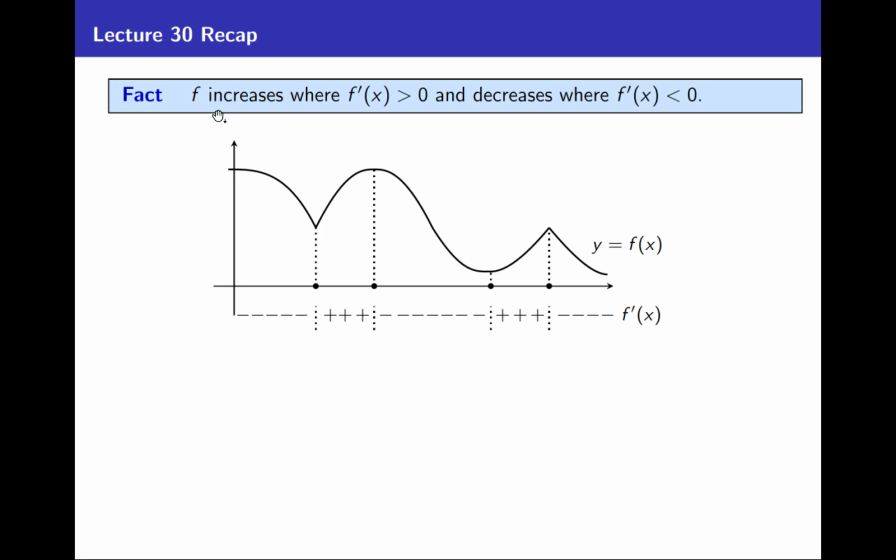Remember that a function f increases where f prime of x is positive and decreases where f prime of x is negative. So in this f of x, it's decreasing right here, and those slopes are negative, so the derivative is negative. Where it's increasing, those slopes are positive, so the derivative is positive, and so on.